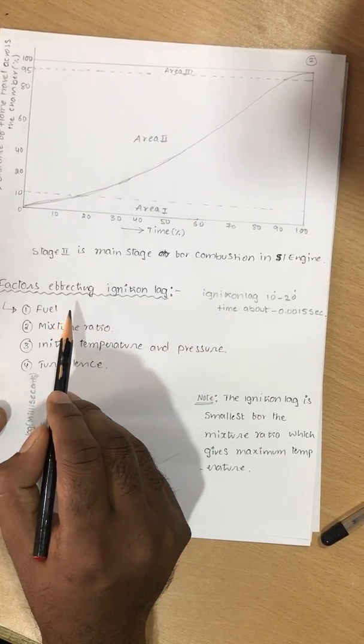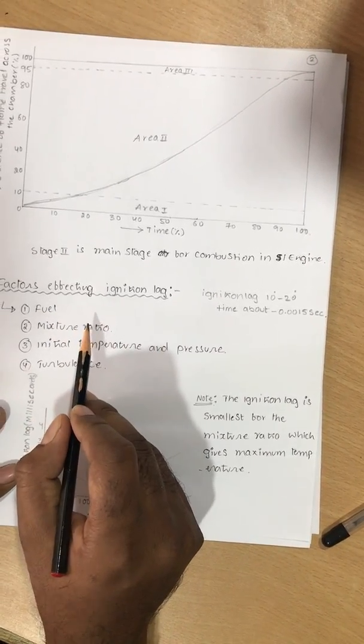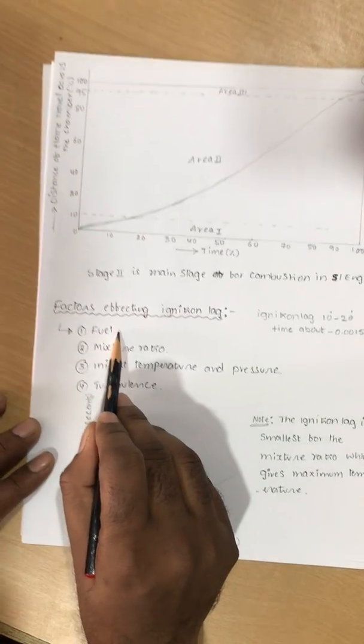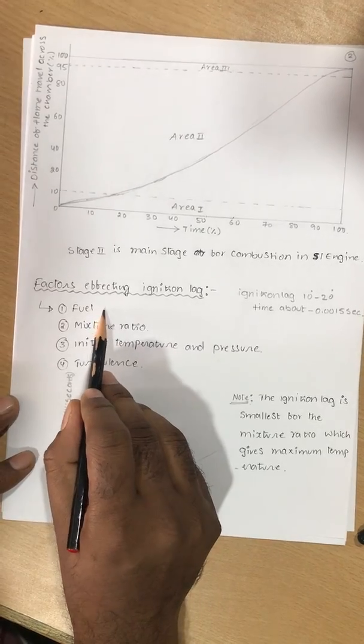First, consider the fuel. The higher the self-ignition temperature of the fuel, the lower the ignition lag. So if the fuel has a high self-ignition temperature, it has less ignition lag.